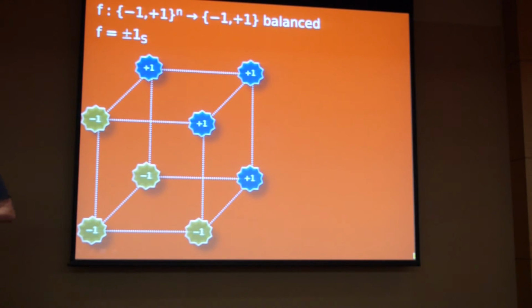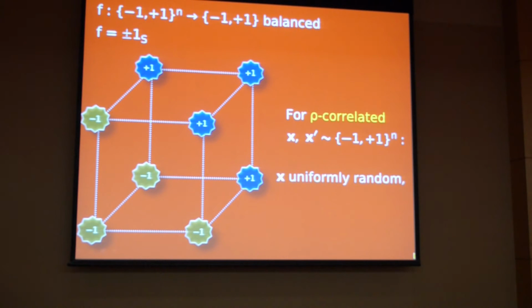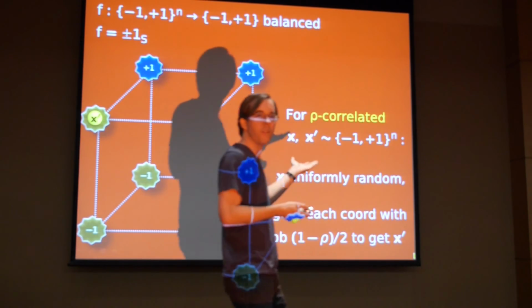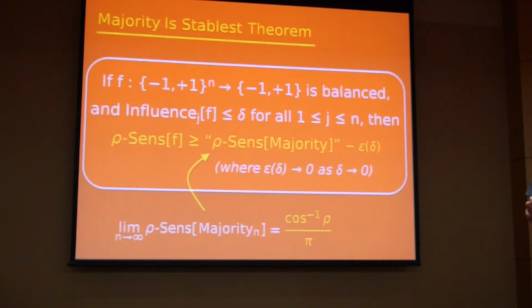Okay, so let me just quickly remind you, in case you forgot, what this majority is stablest theorem is, whose proof we'll talk about. You have a balanced function on the Boolean cube. Think about it as the indicator of a subset of vertices S. And for rho-correlated inputs x and x prime, what that means is x is a uniformly random point, and then x prime is formed by negating each of its coordinates with probability (1 minus rho) over 2. So that finds some nearby point x prime, and the rho sensitivity of f is the probability that f has different values here, so that one is in the set S and one is outside the set S.